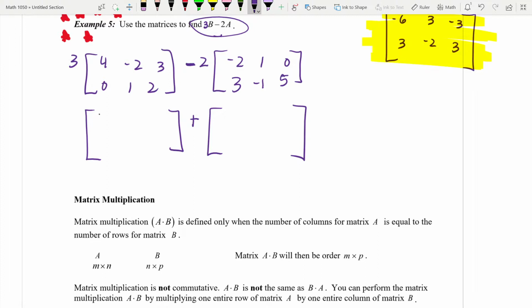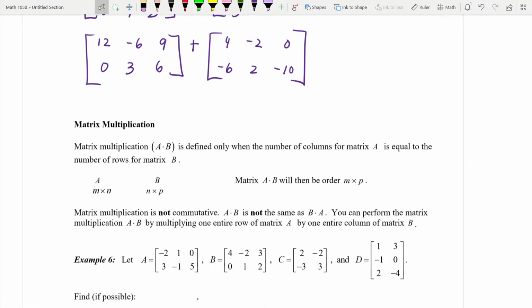Distribute the 3, and you get 12, negative 6, 9, 0, 3, and 6. Distribute the negative 2, and you get 4, negative 2, 0, negative 6, 2, negative 10. And then you just add these together.